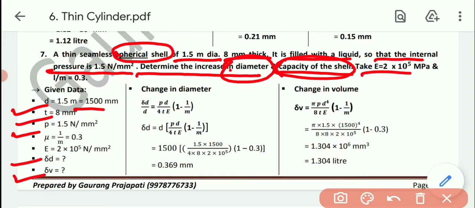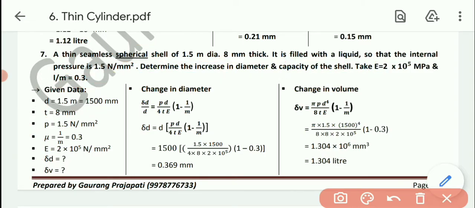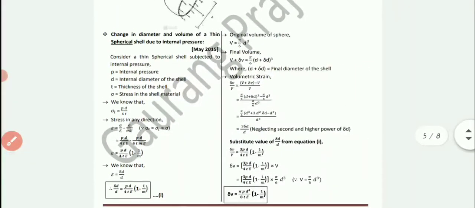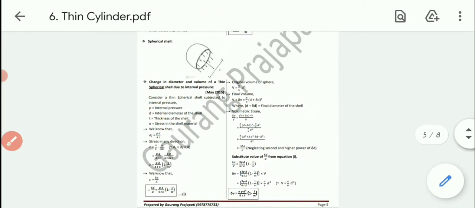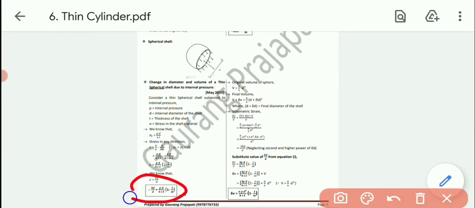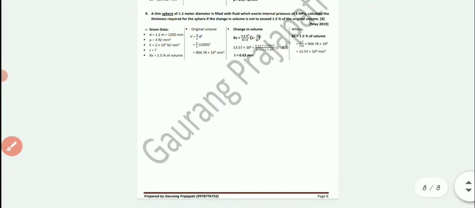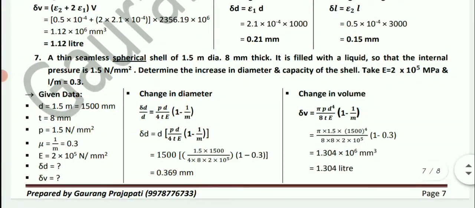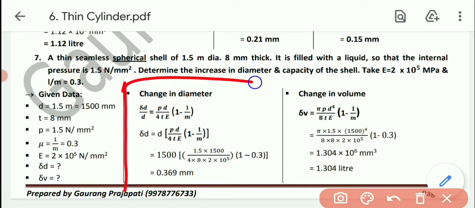Take E, that is 2 into 10 raised to 5, that is modulus of elasticity of cell, and 1 upon m, means Poisson's ratio, that is 0.3. So these are the unknowns. Now in case of the spherical cell, we have already seen this formula in the theory. Just a minute, let me show you this one. Over here you can see spherical cell. Okay, so this is the formula for change in length and this is the formula for change in volume. So first of all, change in diameter.